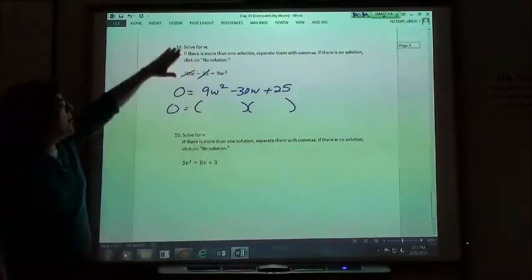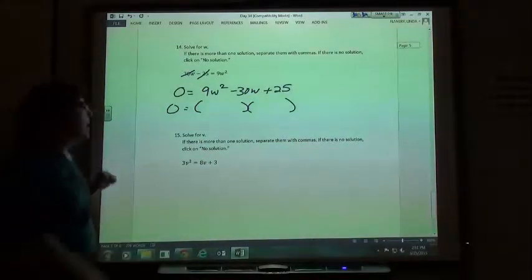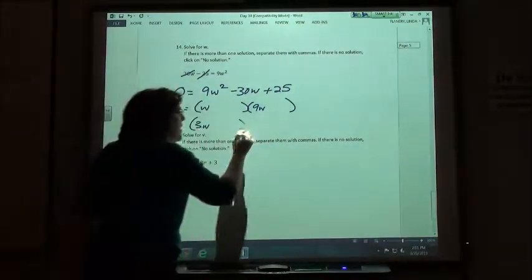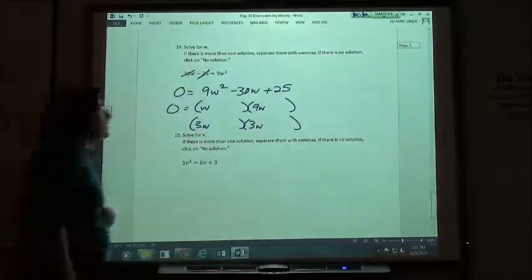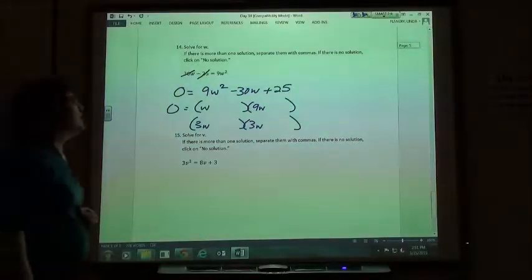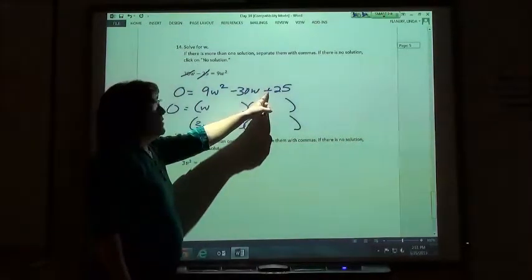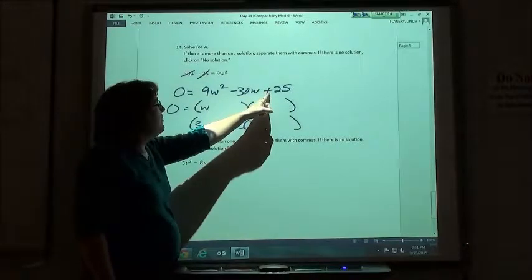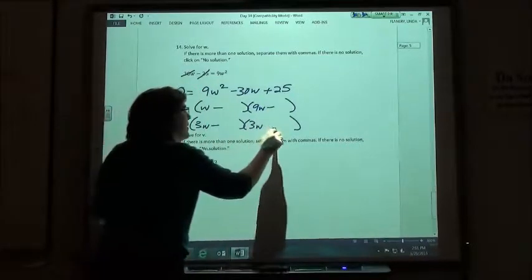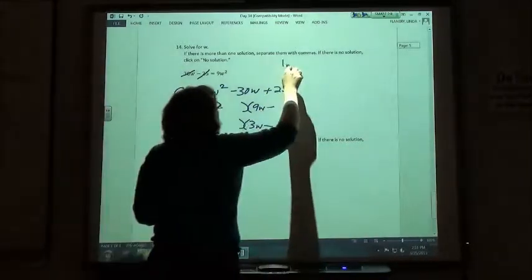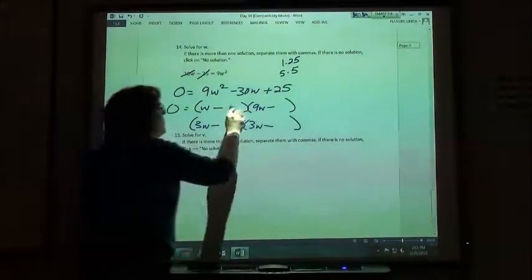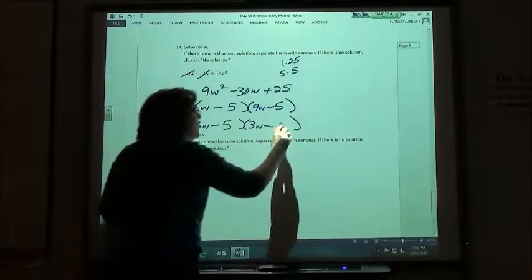So here, I've got 9w squared. It might be w and 9w, or it might be 3w and 3w. Until you have a whole lot of practice, you probably have no idea which pair it is, and you just have to start guessing. The end is positive. If the end is positive, both signs have to be the same as the middle, so we know we have a negative and a negative. Factors of 25. 1 and 25, but more likely it's the 5 and the 5. So I'm going to put the 5 and the 5 in, and I'm going to check it out.